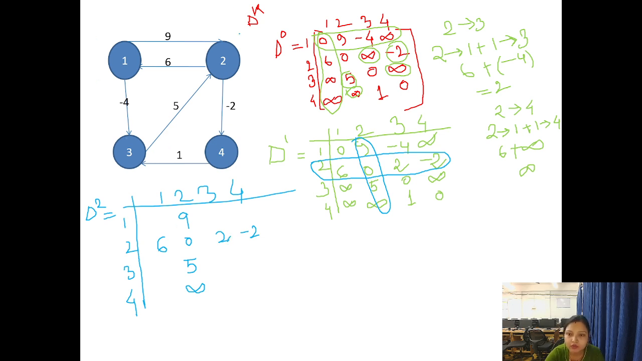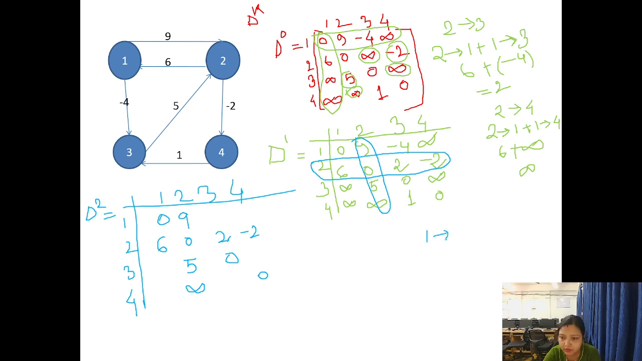Okay, and we will now update it. Fine. So 1 to 1 was 0, 3 to 3 is also 0, and 4 to 4 is also 0. Fine. Now we have to find out 1 to 3. So what will be the via node? The via node will be node 2, because we are preparing the distance using 2. Okay.